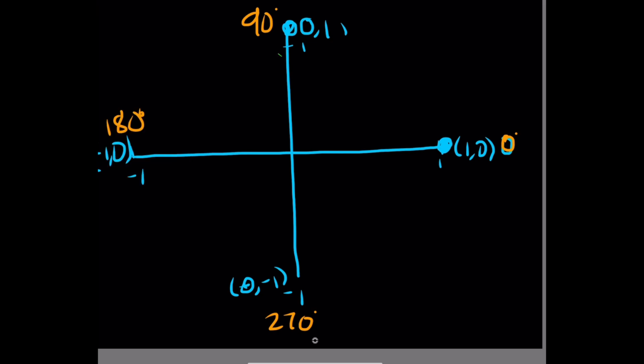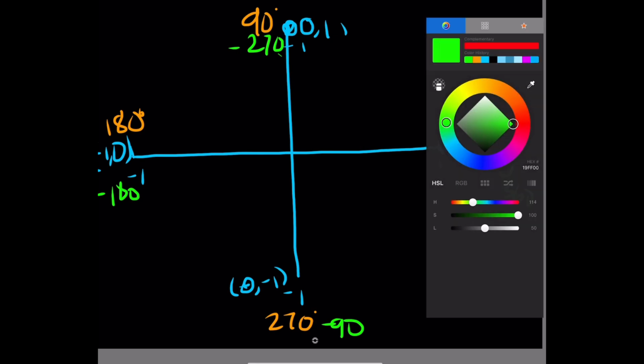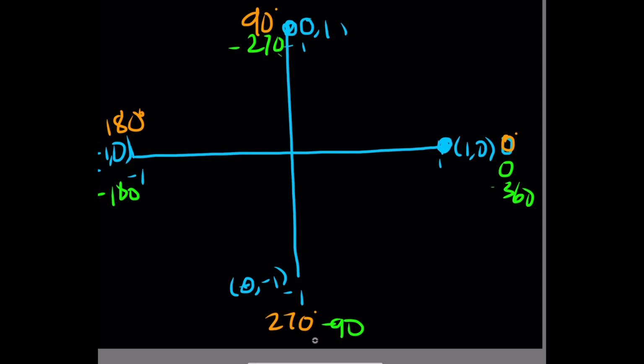But let's say you have a negative degree. Then the negative degree would start at 0. This would be -90, this would be -180, and this would be -270. And then you keep on going to -360 and so on.